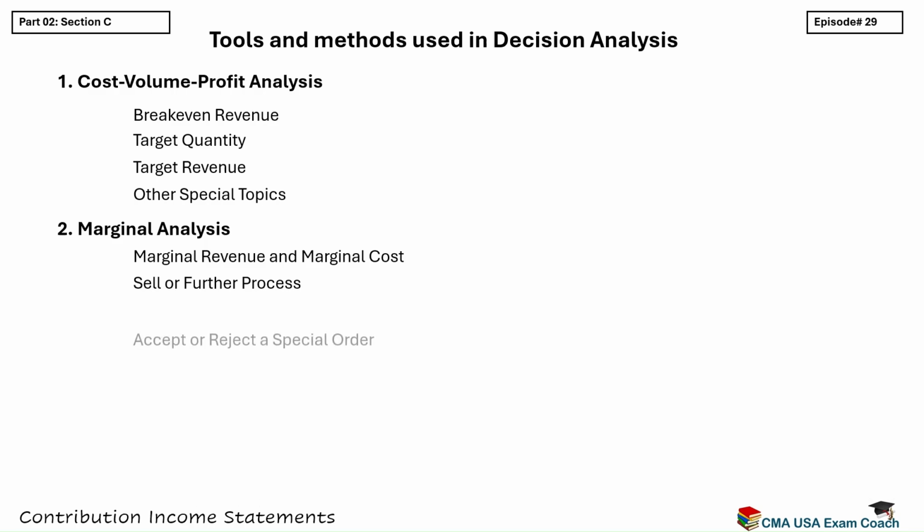3. Accept or reject a special order. Companies sometimes receive one-time special orders, usually at a discounted price. Should they accept it? Using marginal analysis, we check whether the special order price covers the variable costs and whether the company has idle capacity. If yes, even a lower price can still bring extra profit.